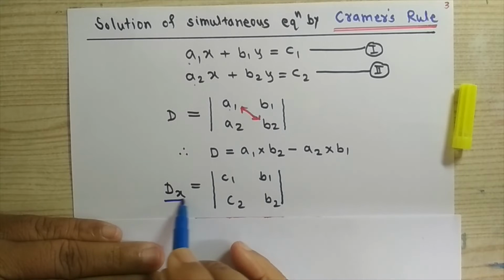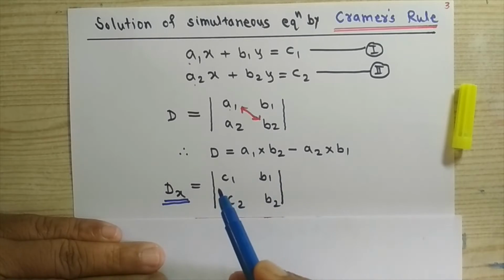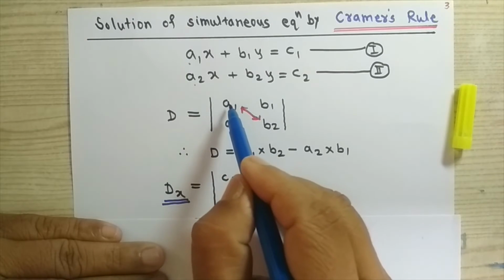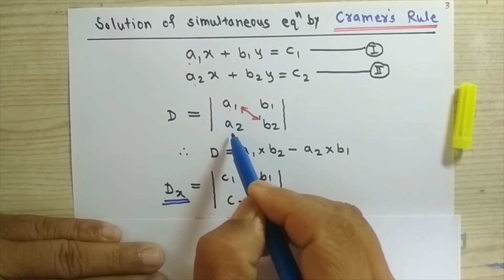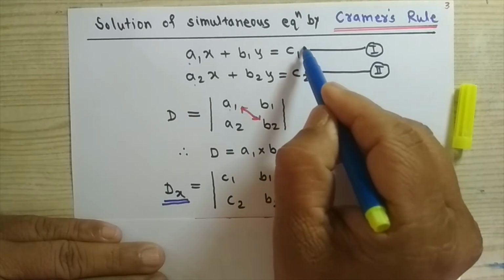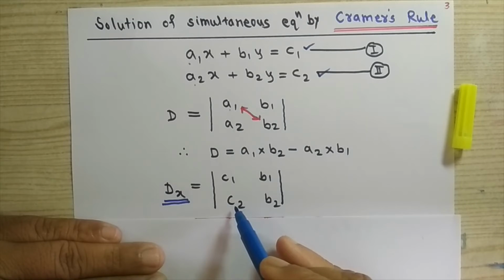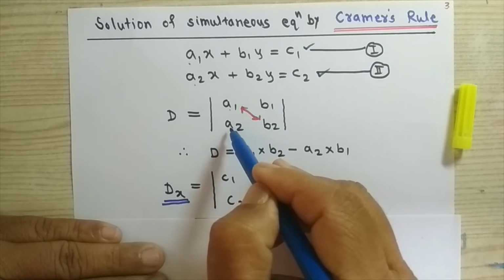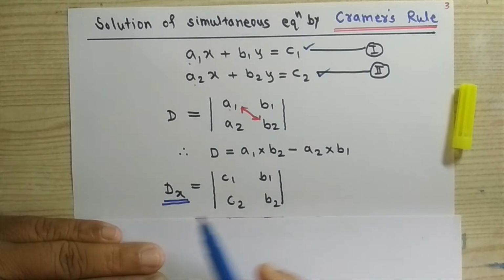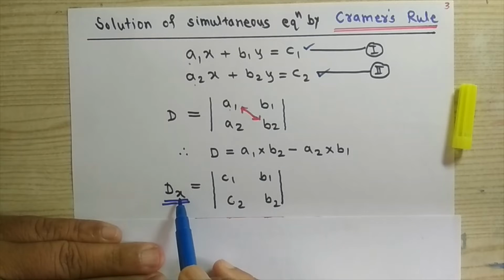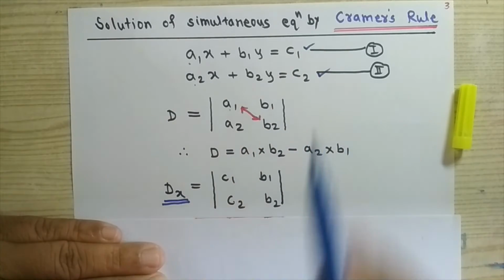When we have to find the value of the determinant Dx, at that time we eliminate these two, a1 and a2. See determinant D. In place of a1 and a2, we have to write these two values, c1 and c2. See here, c1 and c2, and b1, b2, it is like this. So when we have to find Dx, remove a1 and a2 and write c1 and c2 there.